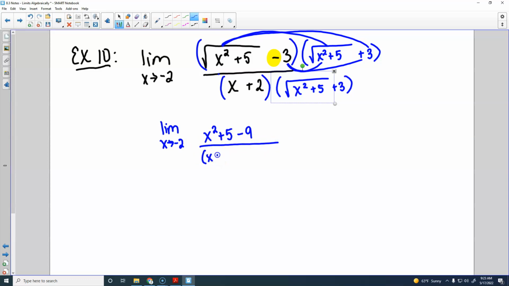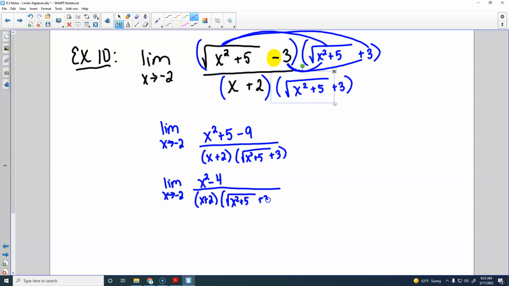And don't multiply the denominator together. It is just going to make your life more difficult. So this is giving me the limit as x approaches negative 2 of x squared minus 4 over x plus 2 times square root of x squared plus 5 plus 3.